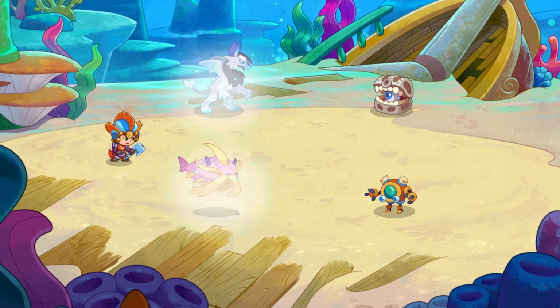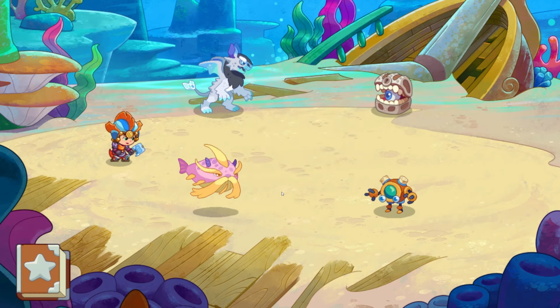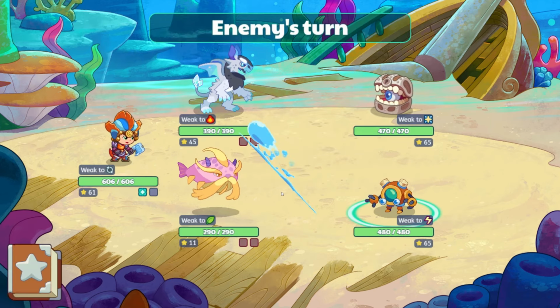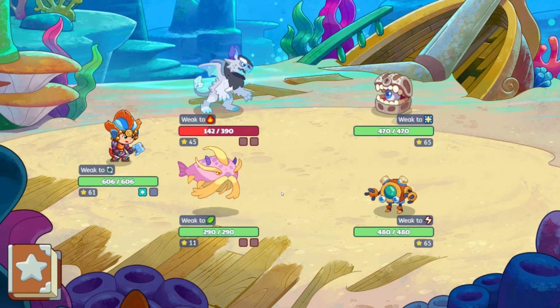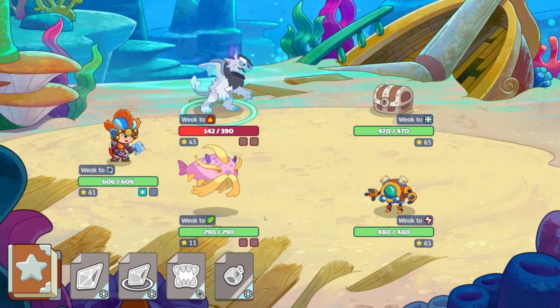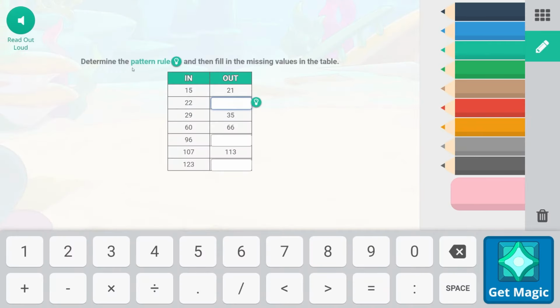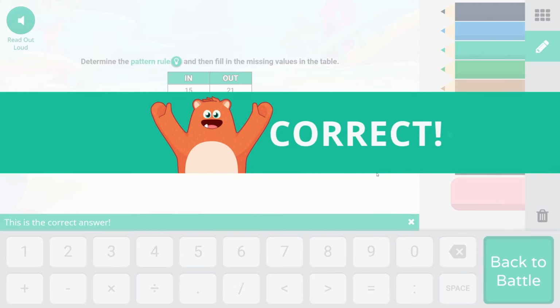It's only 2 of them, so that's a big hit. And so pattern rule, so 15 to 21, 20, that's a plus 6 rule. 22 plus 6 is going to be 28. 96 plus 6 is going to be 102. 123 plus 6 is going to be 129. Woohoo!